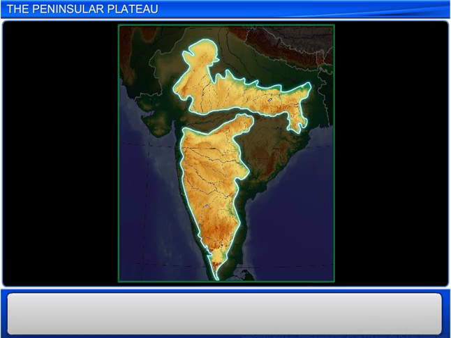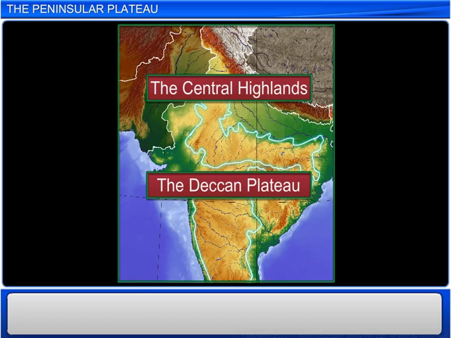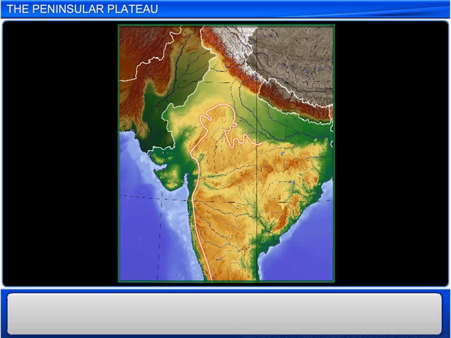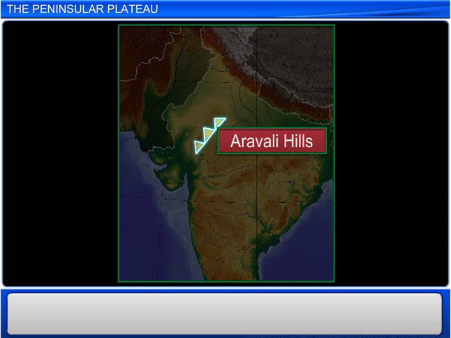These were the two broad divisions of the Peninsular Plateau. But before we complete the discussion on the Peninsular Plateau, let's take a look at its northwestern margins. On the western and northwestern margins of the plateau, you will find the Aravalli Hills, one of the oldest ranges in the world.